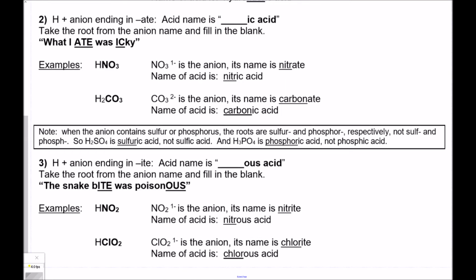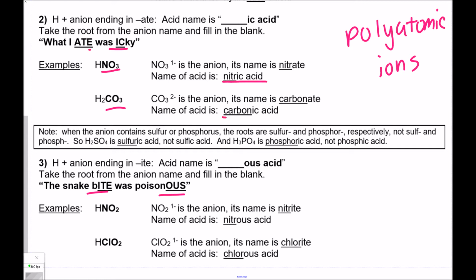Our bottom examples are polyatomics, so there's no hydro in the name. We need to remember: "I ate something icky and it was bite-ous", meaning ate becomes ic and ite becomes ous. NO3 and CO3 both end in ate. We've got nitrate and carbonate. This changes into nitric acid and carbonic acid, ate to ic. Down here, we've got nitrite and chlorite. So ite turns into ous, and we have nitrous acid and chlorous acid.